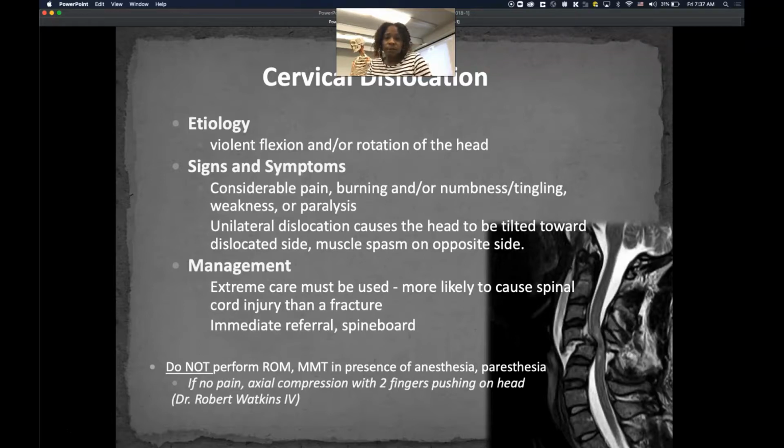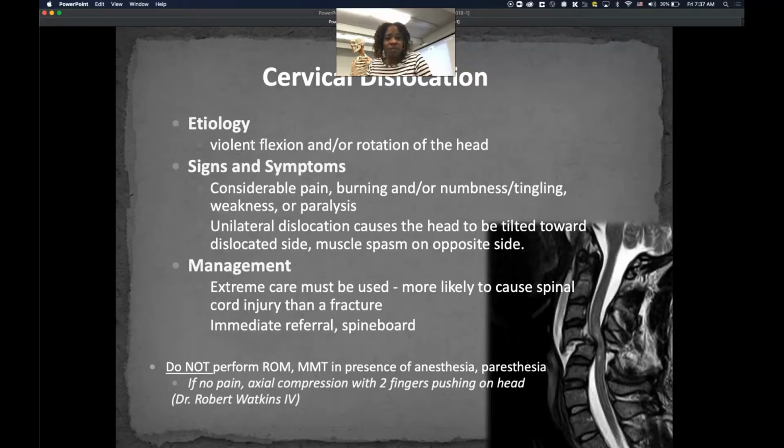So what do we do for them? One of the things that's of concern, and I didn't say this with the fracture, but I want to say it with a dislocation, is that movement can actually cause further dislocation. And so you want to be extremely careful with this. If you suspect a patient has a dislocation of the spine, then essentially what we're going to do is spine board them and refer them or call 911 and have them cart them, because we don't want to cause more movement, which could lead to irritation of the spinal cord itself. So we want to be very careful.